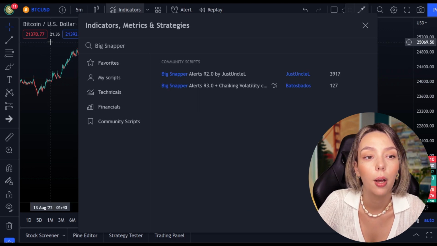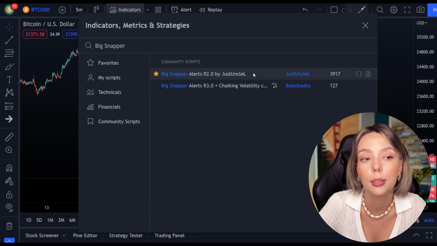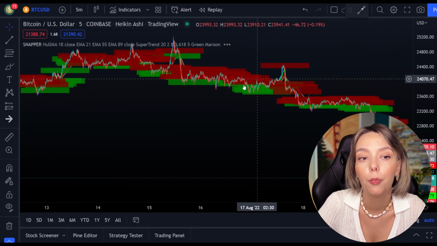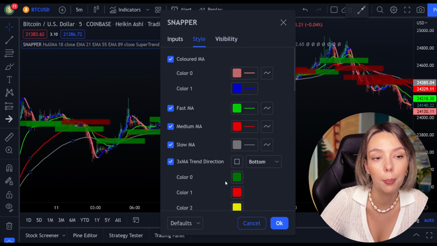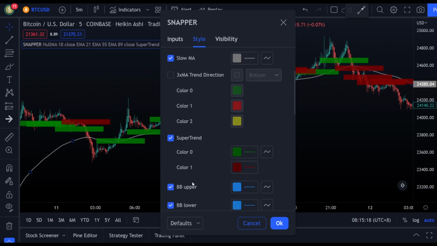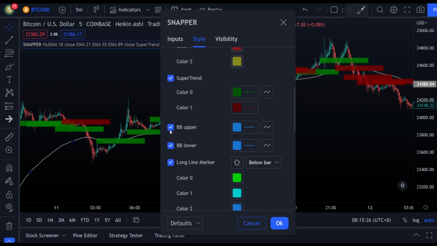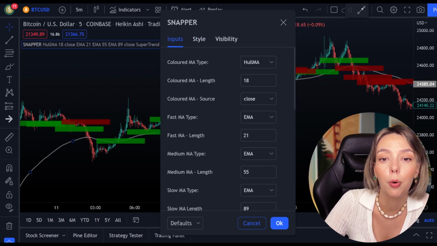Big Snapper alerts by Just Uncle. So for the strategy to be ready we need to make some adjustments to the indicator. First, in the style section, let's remove all the lines except for this slow MA. We are not going to change their inputs, we are just going to leave them on default.